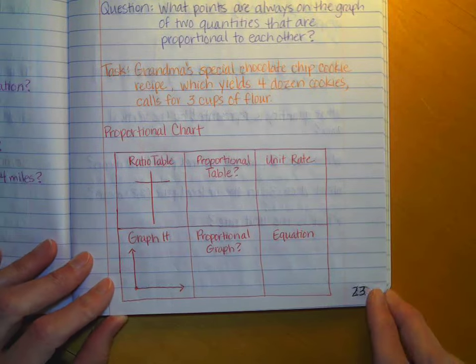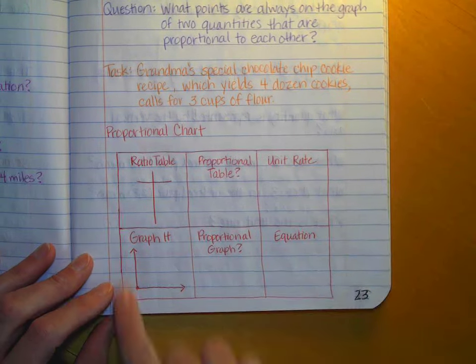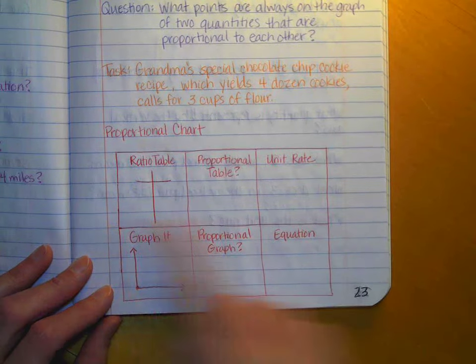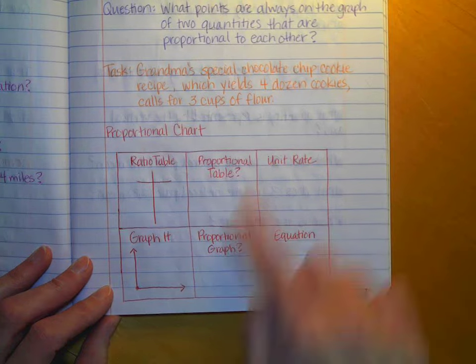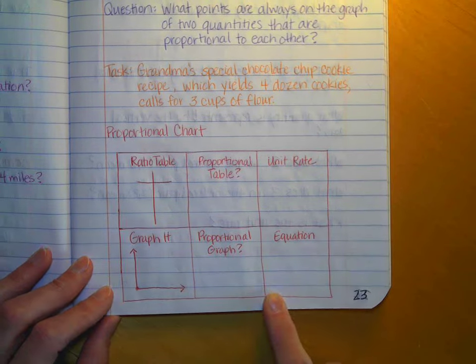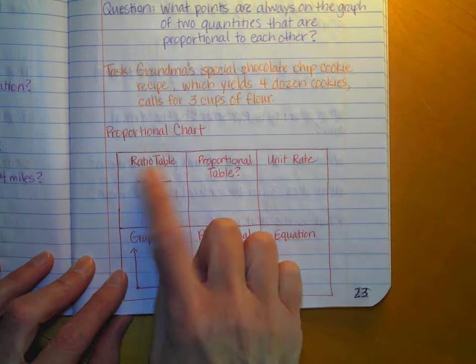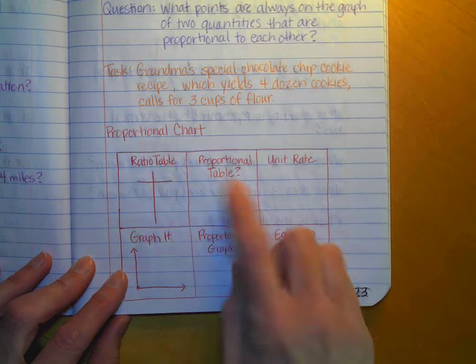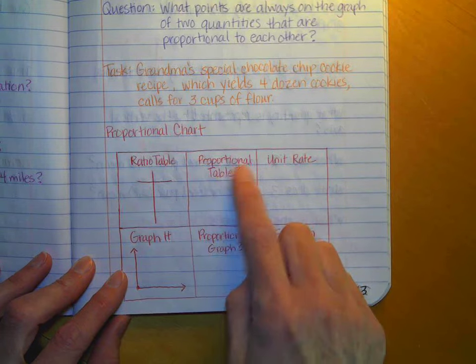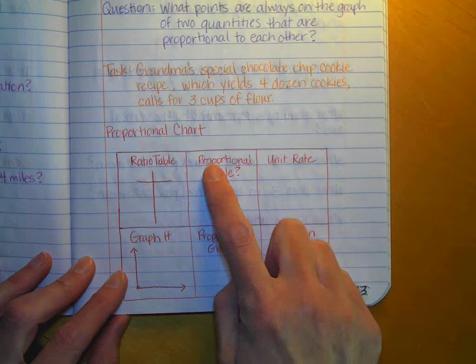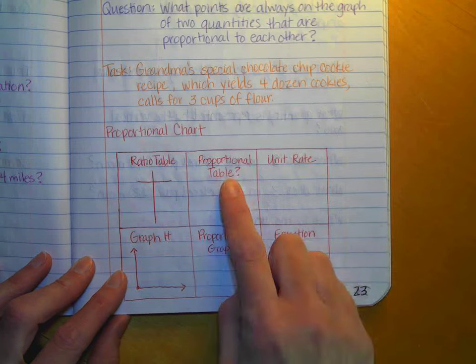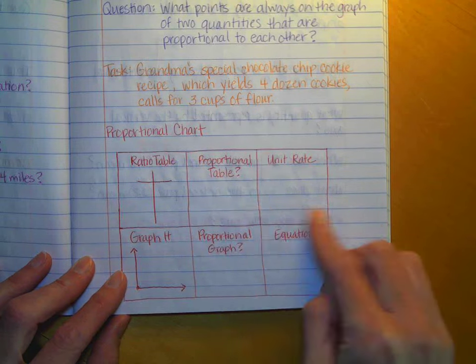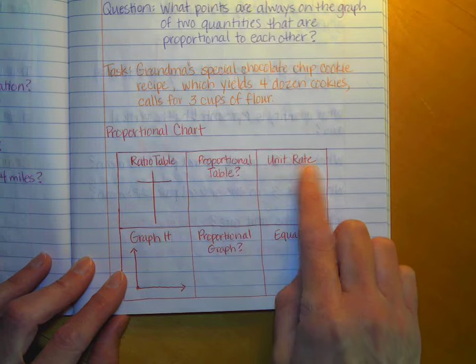And it actually has 6 sections. So you basically just draw a rectangle and you divide it in half, and then you take those that are in half and divide it into thirds. And what we see is in the first box of your chart, you need to put a ratio table. In the second box of your chart, you have to answer the question if this table is proportional or not. In the third box, if it's proportional, you should be able to find a unit rate.